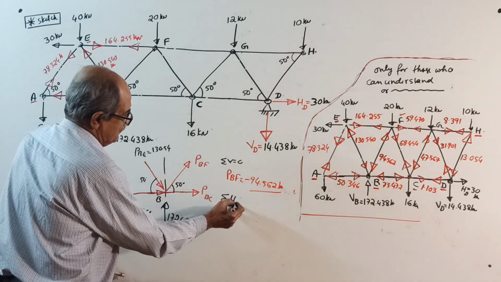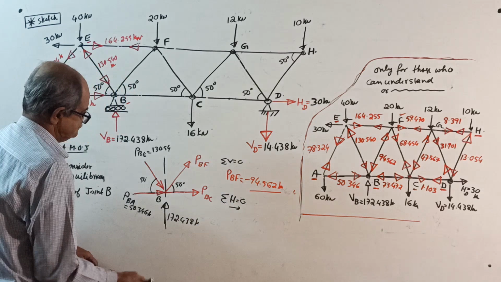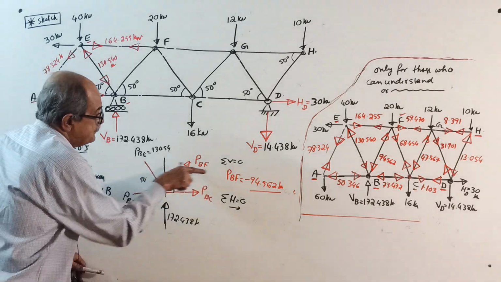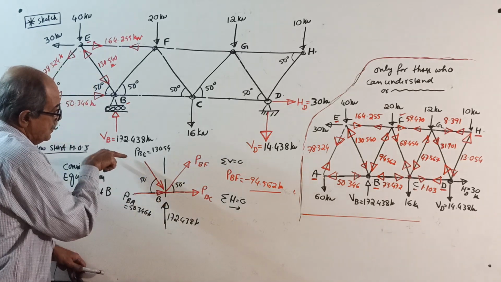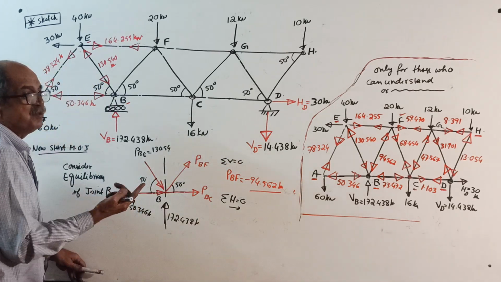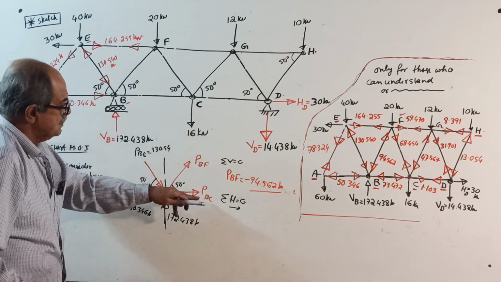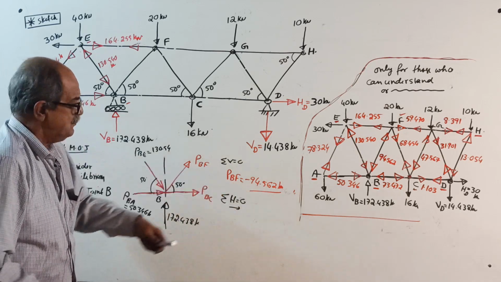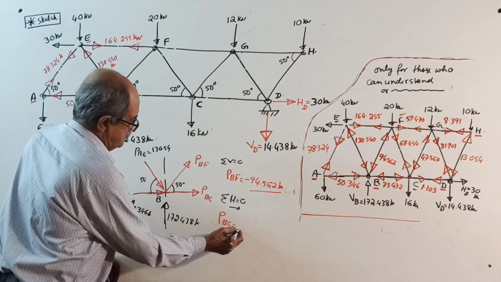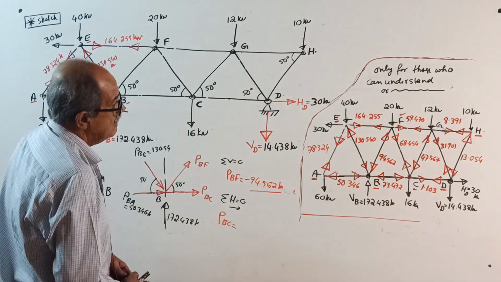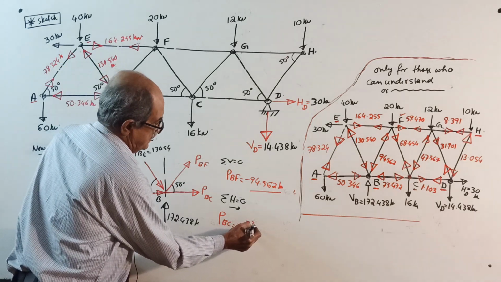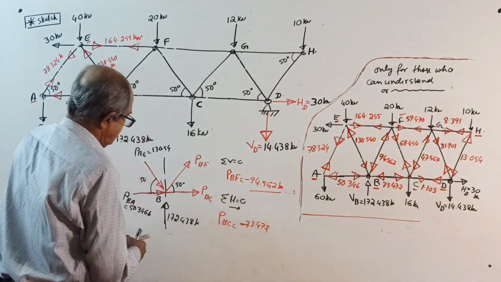Sigma H equal to 0. Take right side positive. Plus PBC, plus PBF cos 50, plus this force into cos 50, plus this force. I will tell this force now. Equal to 0. Substitute PBF equal to minus 94.562. You will get PBC. PBC also will come negative. How much? 73.472.